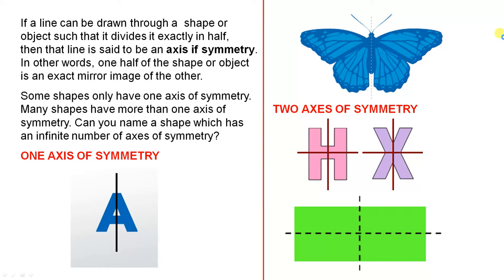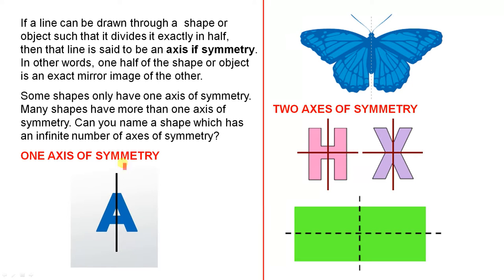Some shapes only have one axis of symmetry. Many shapes have more than one axis of symmetry. Can you name a shape which has an infinite number of axes of symmetry? We'll see that very soon.